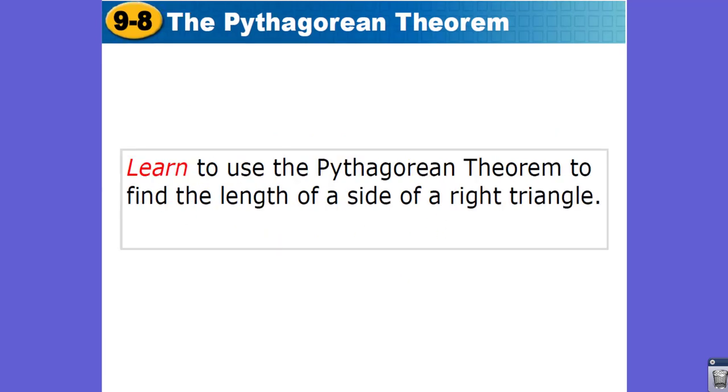So today what we're going to do is talk about the Pythagorean Theorem. We're going to learn to use the Pythagorean Theorem to find the length of a side of a right triangle. We need to make sure that we understand that the Pythagorean Theorem will only work with right triangles. It will not work with any other shape or any other figure, only a right triangle. We need to remember that in a right triangle, we denote the 90-degree angle with a little box.